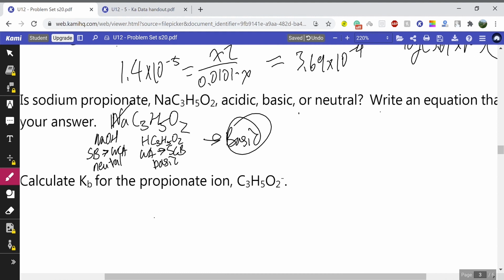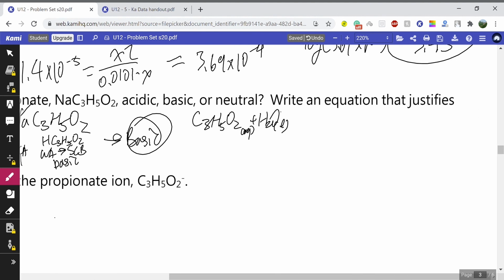Well, Na has no affinity for water, so by the equation, C3H5O2 minus plus H2O, aqueous liquid, forms equilibrium with, let's see, this is going to be minus, so it's going to attract an H. It's going to be HC3H5O2 plus OH minus, aqueous. Since we have an OH minus, that means it's basic.